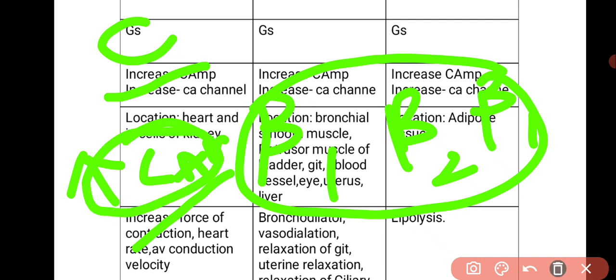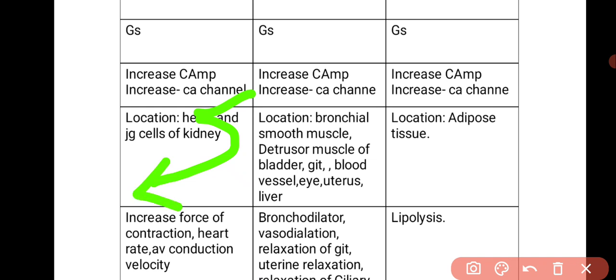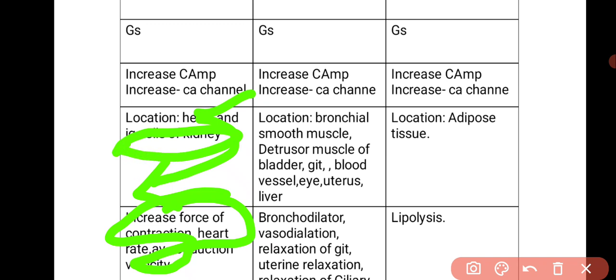Beta 1 receptors are present on the heart and also on the juxtaglomerular cells of the kidney. What are the functions? They increase the heart rate, the force of contraction, and the AV conduction velocity. When this system is activated during fight and fright, during emotion, stress, fear and all those conditions, it is associated with all these functions to increase the blood supply to various organs. It is also present on the juxtaglomerular cells, where it is associated with renin release.